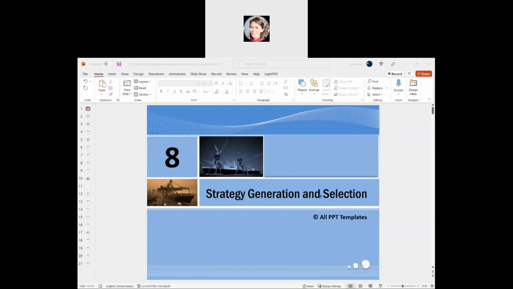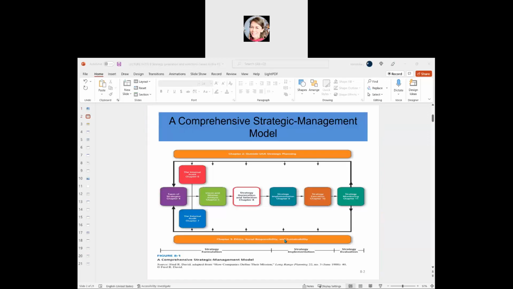Now, apart from this, the chapter also describes the nature and role of the board of directors. What are their roles in strategic planning? Are they involved in decision making and so forth? Okay, now moving on.